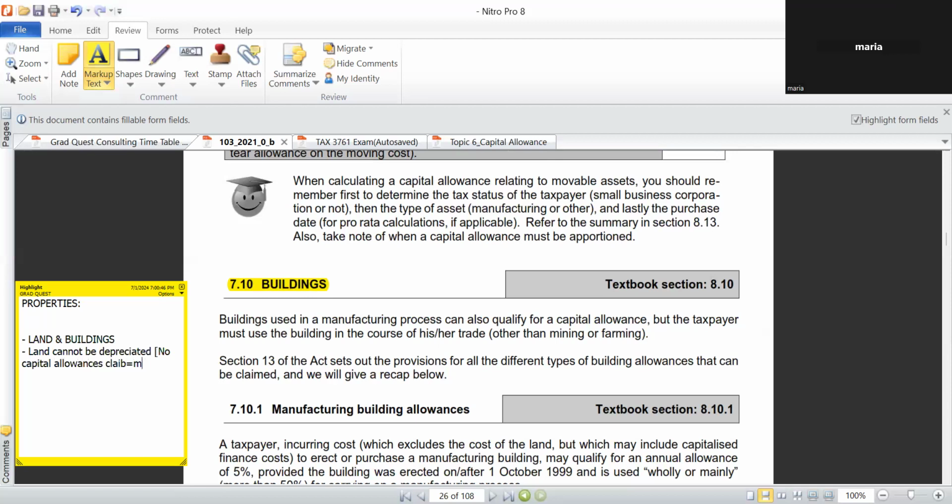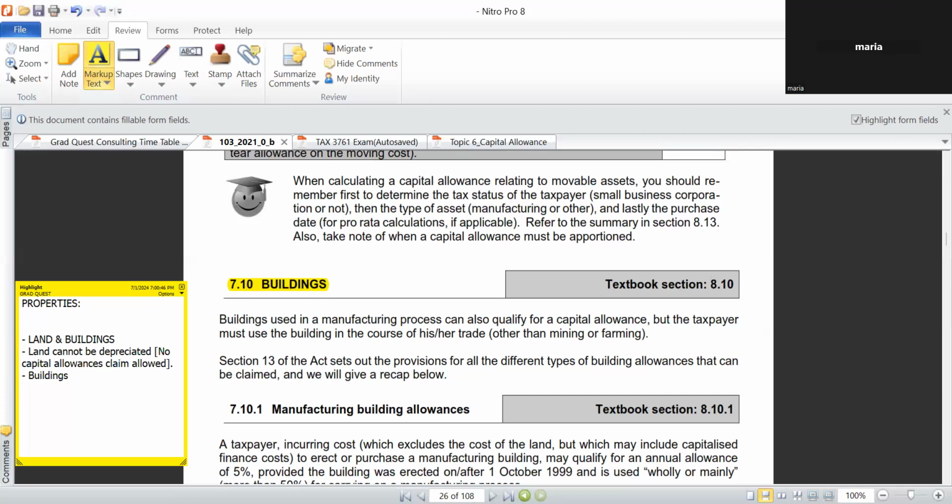So if land cannot be depreciated, it means there is no capital allowances claim allowed. Even if they give you the purchase price of the land, you cannot claim capital allowances on land. Why? Because land usually appreciates in value rather than depreciating or losing value. That's land. But buildings obviously deteriorate over time.